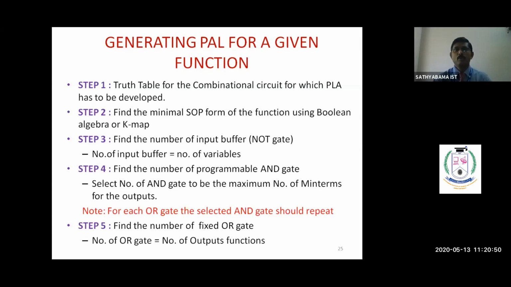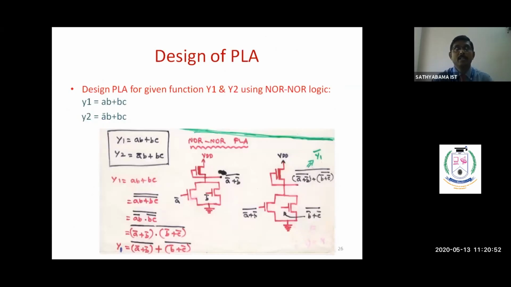So now we are going to see one example. Design PLA for the given functions y1 and y2. Here y1 is equal to AB plus BC, y2 is equal to A bar B plus BC. Now we are going to design the PLA for these given functions y1 and y2 by using NOR logic, because the PLA can be designed by using NOR logic or NAND logic.